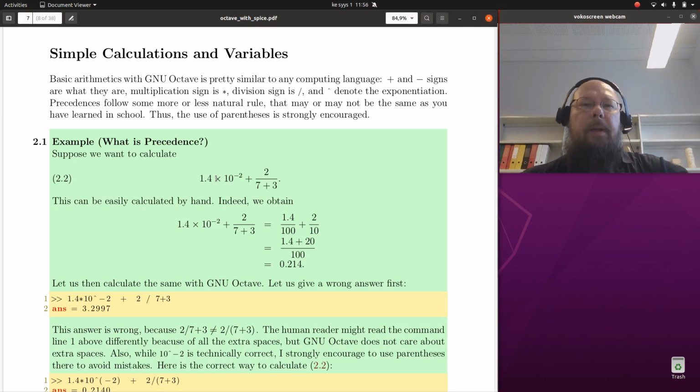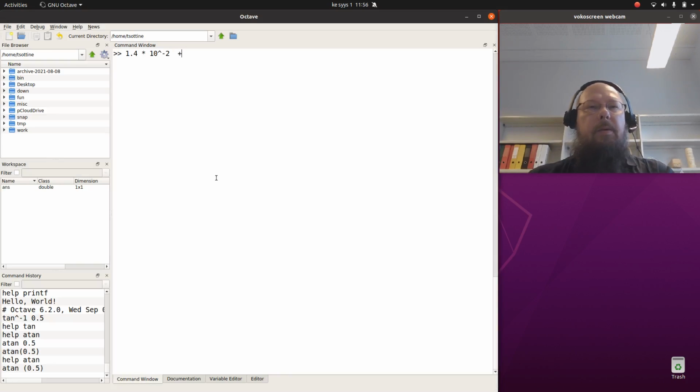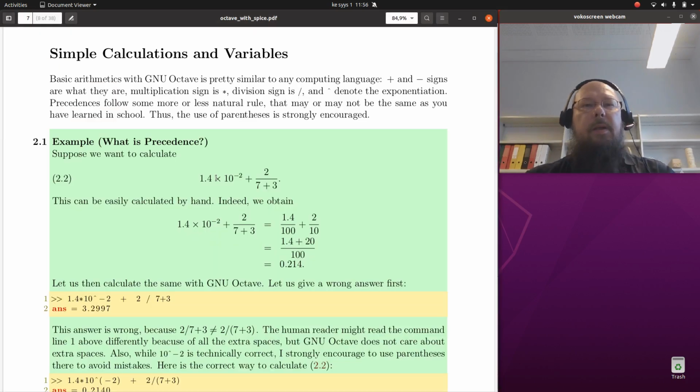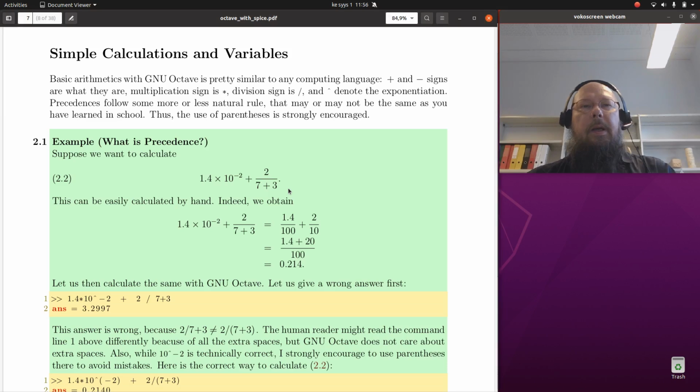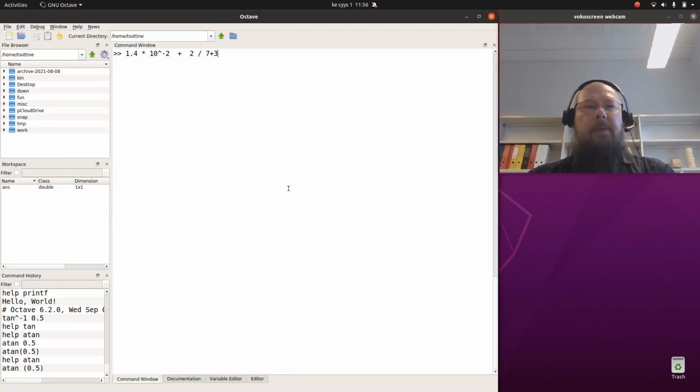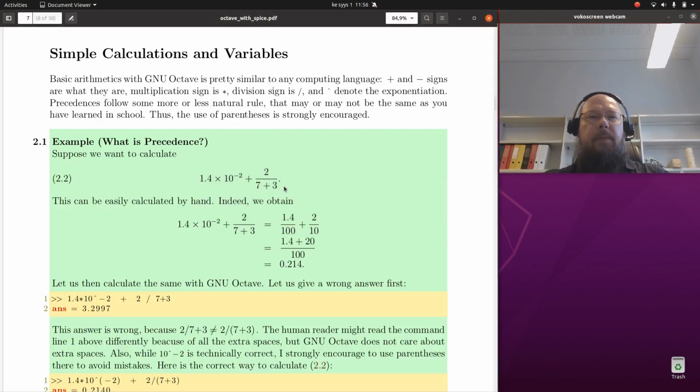What then? Then we have plus something, let's put spaces there also, let's put a lot of spaces. 2 divided by 7 plus 3, so 2 is 2, then divided, so this was the division sign, and then 7 plus 3. Okay, so something like this should correspond to this.